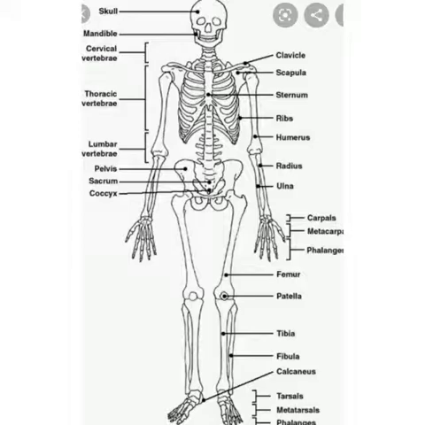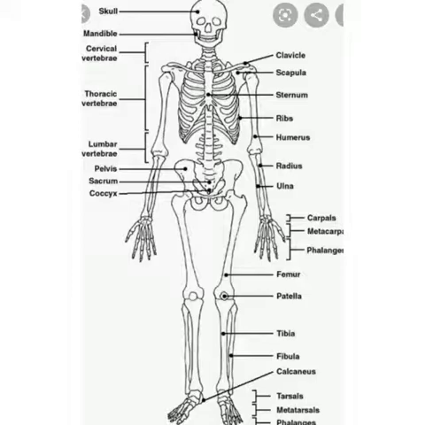Jawbone. The jawbone is a U-shaped bone of the lower jaw. Structure of the jawbone. It is the largest and the strongest bone in the skull. Functions of the jawbone. It helps us to move our mouth so that we can chew food.